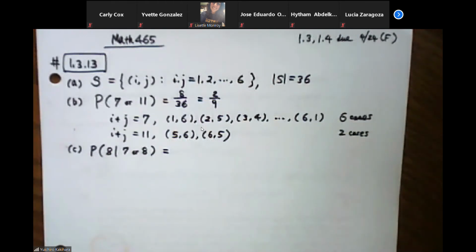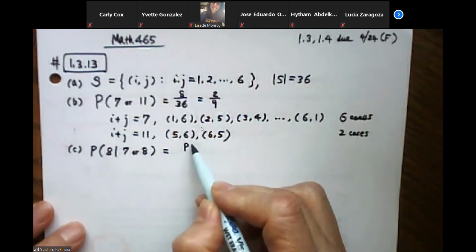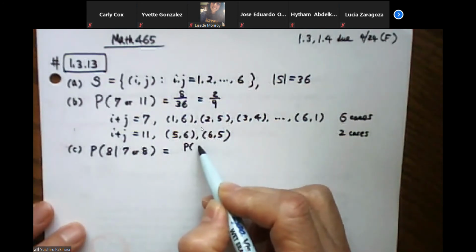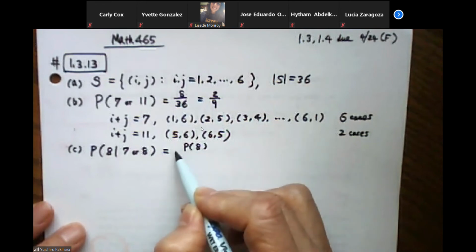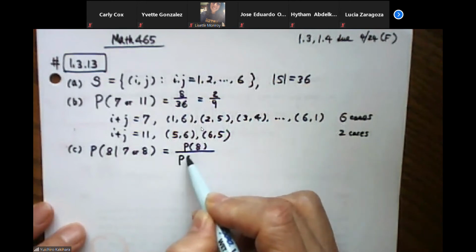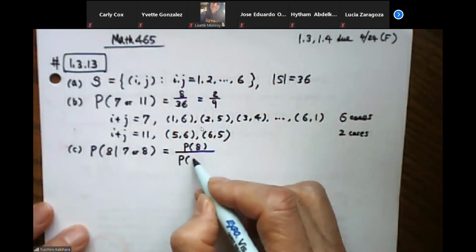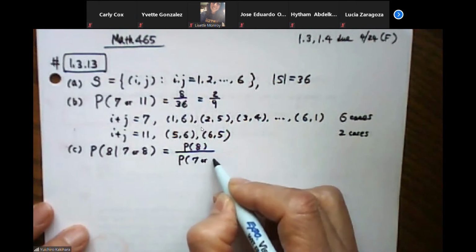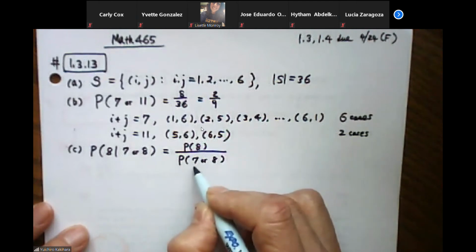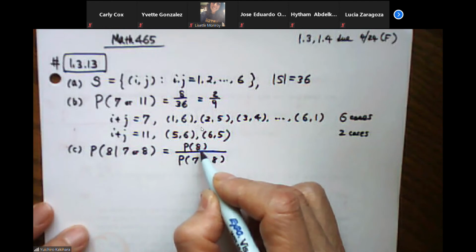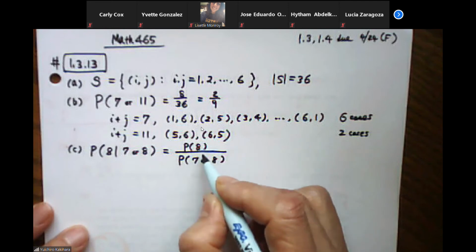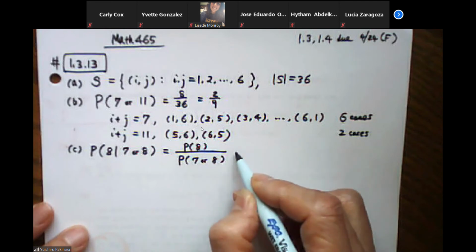This conditional probability, what is this equal to? By the definition of conditional probability, it is P of 8 divided by P of 7 or 8, right? 7 or 8 contains 8, so 8 and (7 or 8) is just 8. Okay, this is the one.